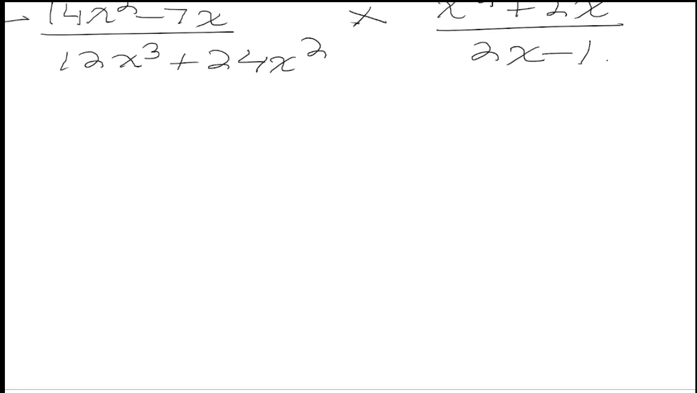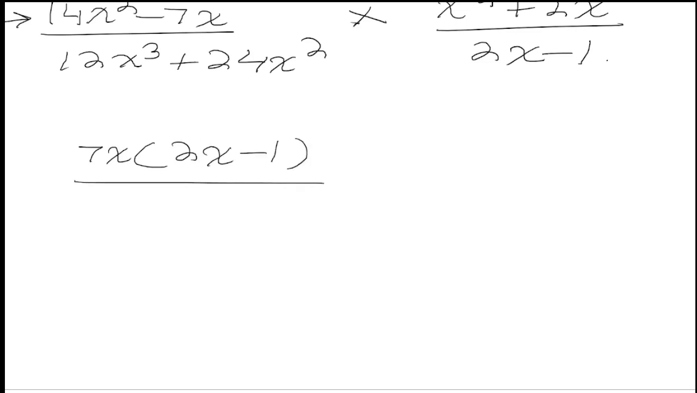Look at the first numerator. It is 14x² − 7x. So what is common in this? We can take 7x as a common value and write 7x(2x − 1). Let's go to the denominator. What is common in this denominator? It is 12x², so I can write 12x²(x + 2).